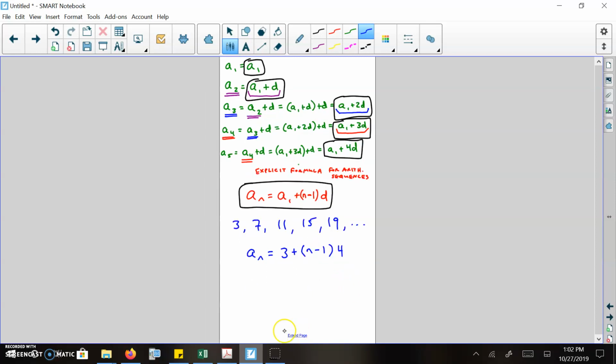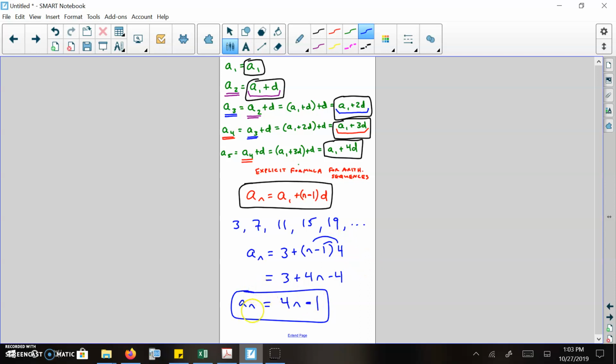Alright, we just want to do a little bit more work with this to clean it up. All we need to do is distribute this 4 right here. So this becomes 3 plus 4n minus 4. And when we combine our like terms, 4n is going to stay the same, but 3 minus 4 gives me a minus 1. So an explicit formula for this particular sequence could be 4n minus 1. We start out right here, distribute, clean it up a little bit, and now we've got this.